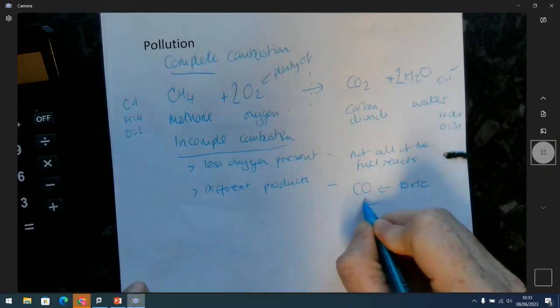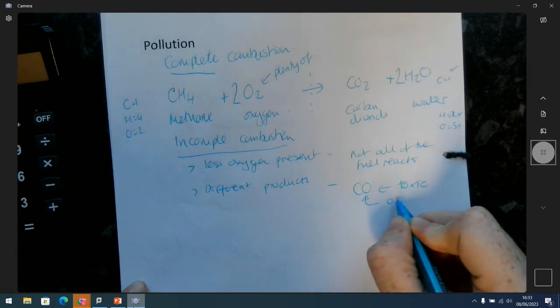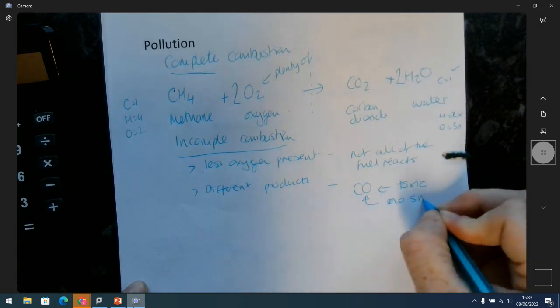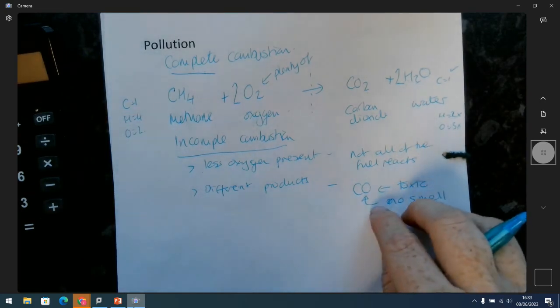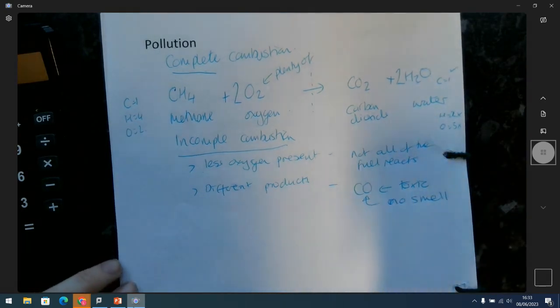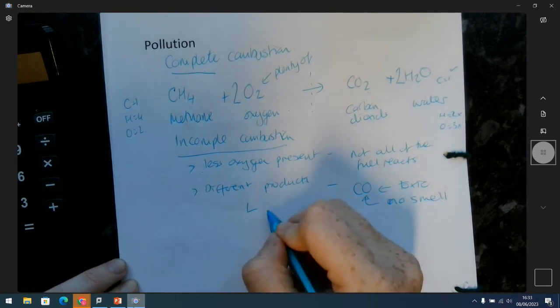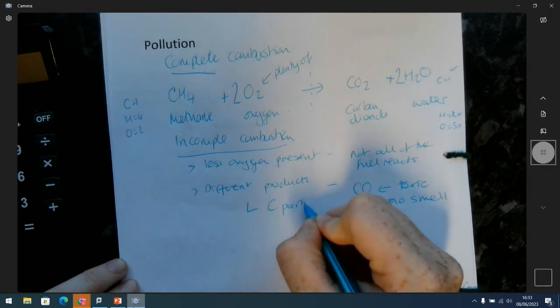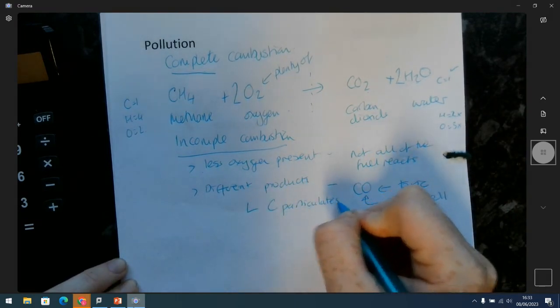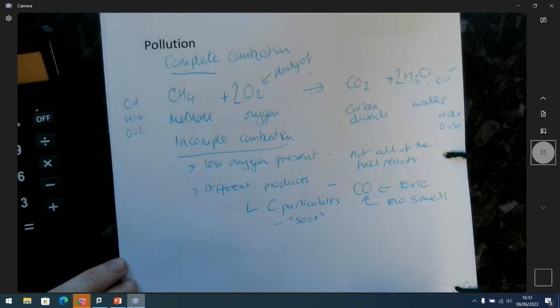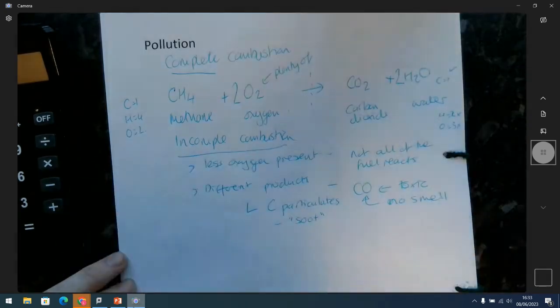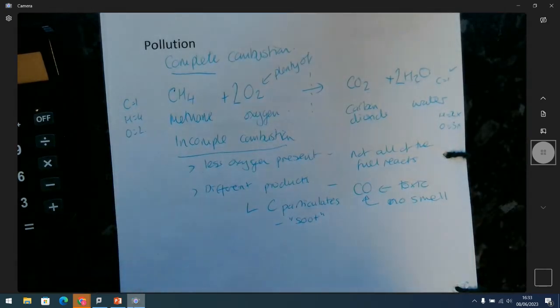The thing about carbon monoxide though is it's odorless, so there's no smell, and colourless, so it's very hard to detect carbon monoxide being produced. We can also make carbon particulates, and that is often referred to as soot. So that's like the dust, the layer that you sometimes see on the back of a bus, for example, that would be soot.